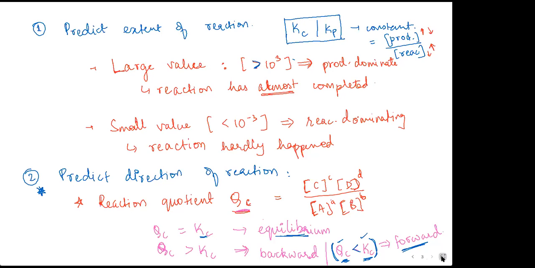Okay. And another application of KC is, once you know the KC for a particular reaction, and let's say you're doing some laboratory analysis and you need to know the equilibrium concentration of the reactants or the products, you can use KC to calculate the equilibrium concentration. So how do you calculate it? Step 1, write the balanced equation.